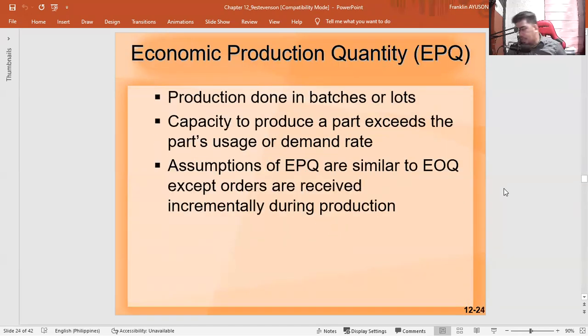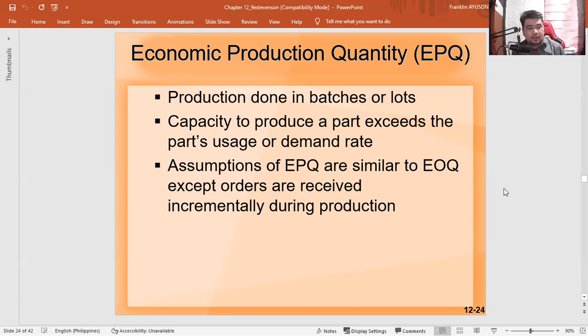Another is the concept of economic production quantity. This time, we move from economic order quantity towards production. Now, economic production quantity. So this time, inventory is involved with regards to production. The relationship between inventory and the materials we handle as part of our inventory, and of course, production. So the following are considered.